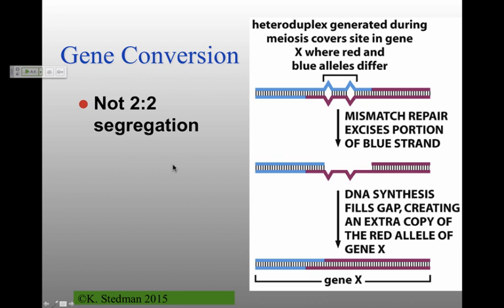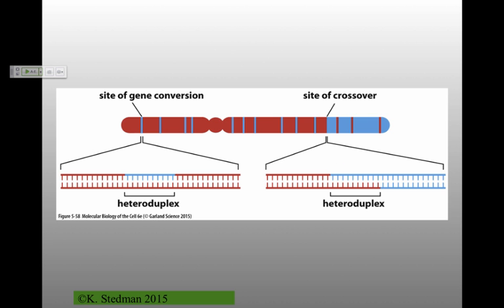So you'll end up with non-normal segregation compared to what you'd have normally in meiosis. Normally you'd have 2 parental alleles from one parent, 2 parental alleles from the other parent. But if there's a region where homologous recombination took place, then you can end up with 3 copies versus 1 copy. So it's not 2-to-2 segregation. It can be 3-to-1 segregation. And this is what's called the gene conversion process. And those are a lot of these horizontal, vertical lines actually here. The blue areas here in the red chromosome and the red areas here in the blue chromosome.